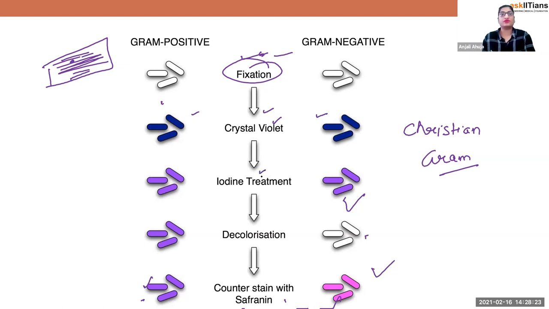After that, you do the iodine treatment. Iodine treatment actually helps in fixation, fixation of the chemical to the bacteria. It helps in making a bond, so the dye will be properly attached to the parts of the bacteria.